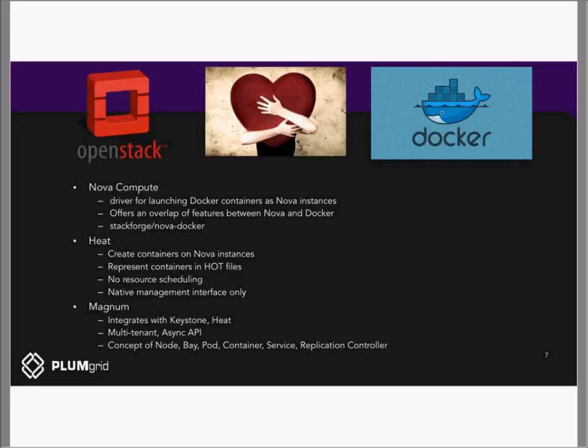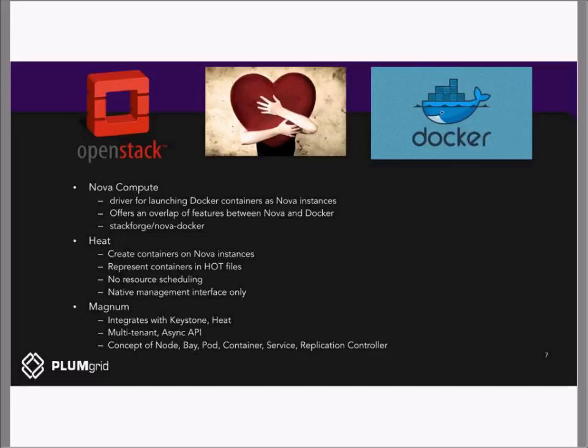And then we move on to Magnum. Magnum is a project in OpenStack called Container as a Service. And just like you have Nova to launch VMs, you have Magnum to launch containers and manage containers and their lifecycle and all the use cases that containers offer. So Magnum integrates with Keystone and Heat and other services seamlessly. It is multi-tenant. It offers you async APIs, and it has the concept of node and a bay and pod and container and replication controller. So these are some of the constructs that Magnum has.